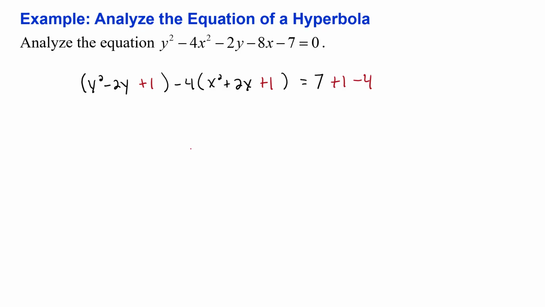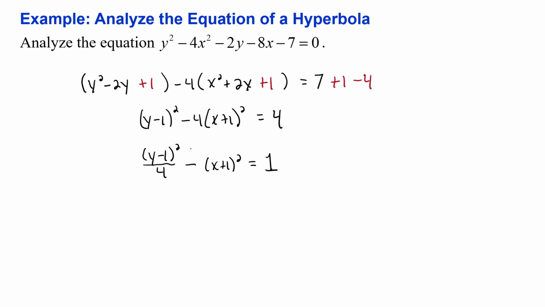Now, since we've completed the square on both the x and y variables, let's factor the perfect square trinomials inside each set of parentheses and write the equation as square of the quantity y minus 1 minus 4 times square of the quantity x plus 1 equals 4. So our last step is we need the right-hand side of the equation to be 1. So we divide both sides of the equation by 4, and we write square of the quantity y minus 1, all divided by 4, minus square of the quantity x plus 1 equals 1.